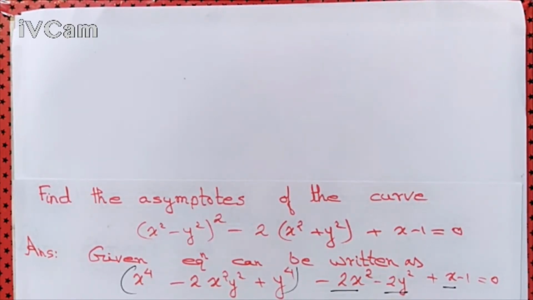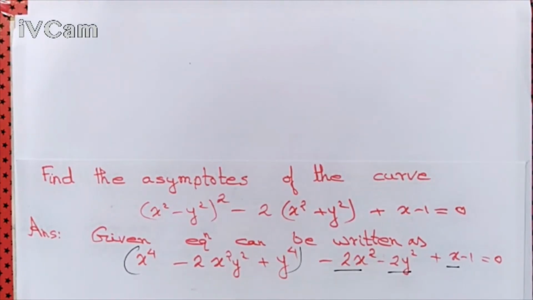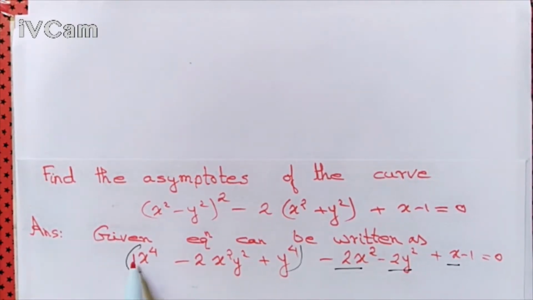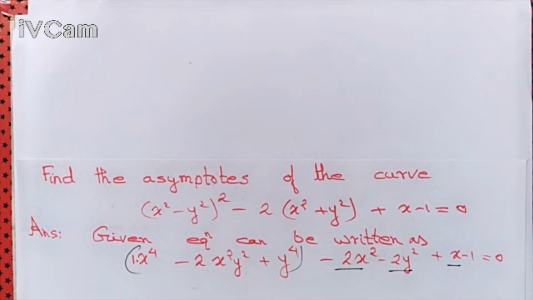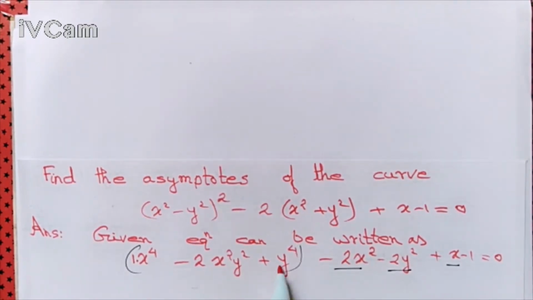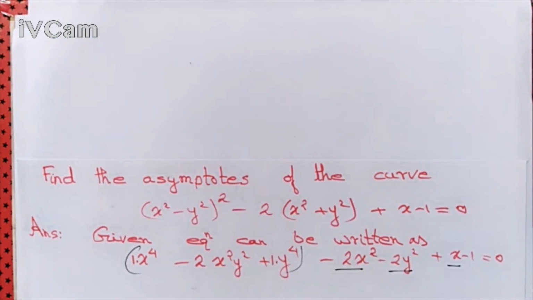First of all, we'll equate the coefficient of the highest degree power of x to 0. That cannot happen. The highest degree power of x is 4. Its coefficient is 1. 1 cannot be 0. The highest power of y is 4. y to the power 4, its coefficient is also 1. That cannot be 0.